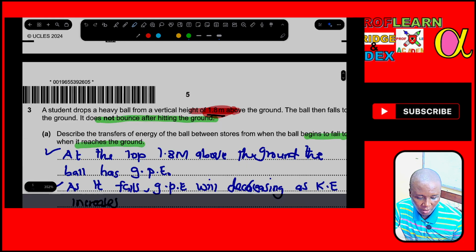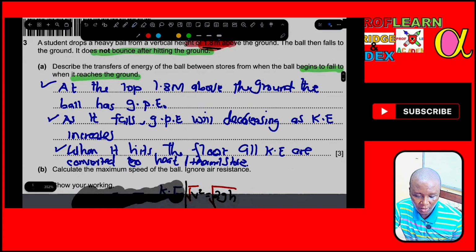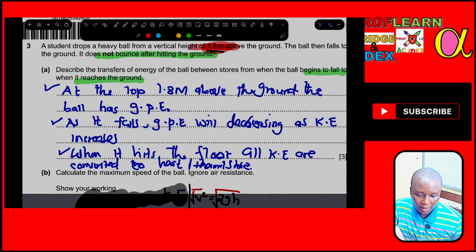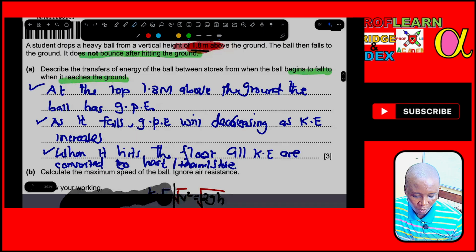In question number 3, it was about conversion of energy from one form to another. In this scenario, a student drops a heavy ball from a vertical height of 1.8, and it hits the ground without bouncing. So that means all the energy that the ball was having will be converted to another form. We are supposed to describe the transfer of energy of the ball between different stores, from where the ball begins to fall until it reaches the ground.